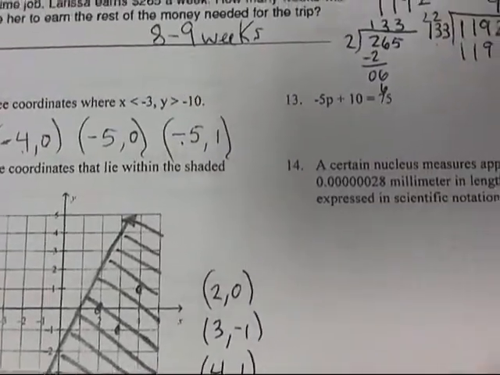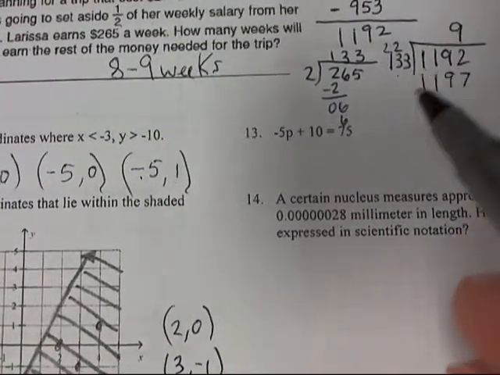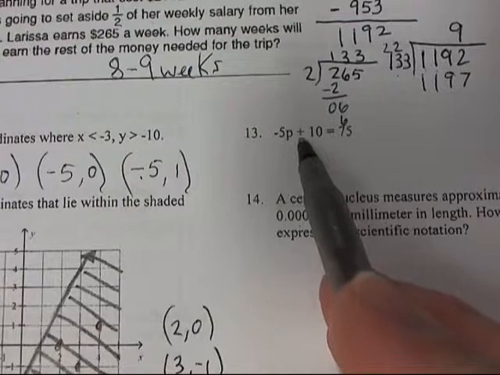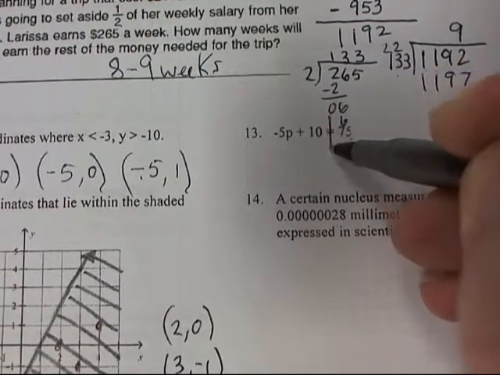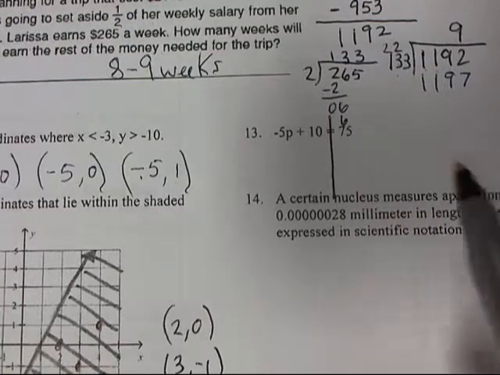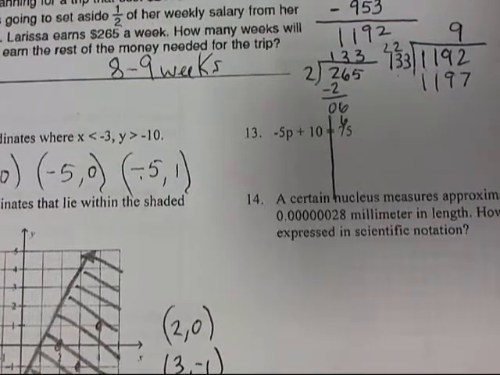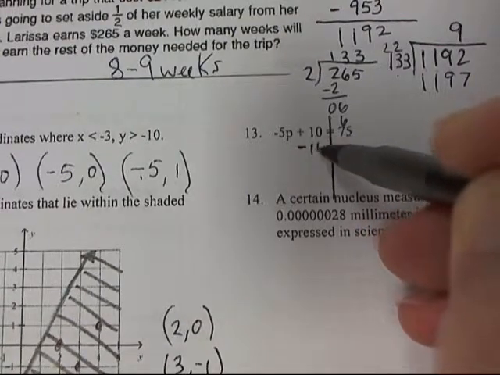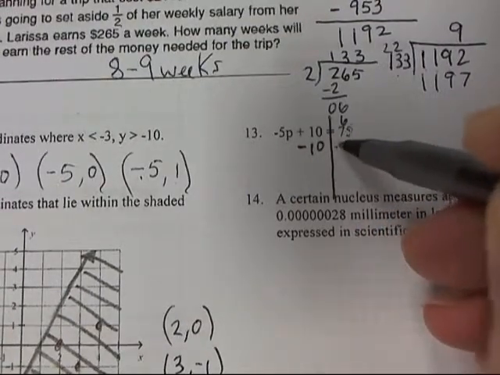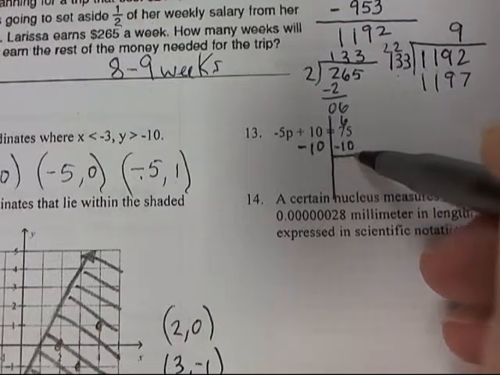Number 13. It's a two-step equation. Negative 5p plus 10 equals 75. So draw your line down the equal sign. We're not going to worry about the negative 5p. Let's get rid of plus 10 by taking its inverse. Its inverse is minus 10 or negative 10 on both sides.